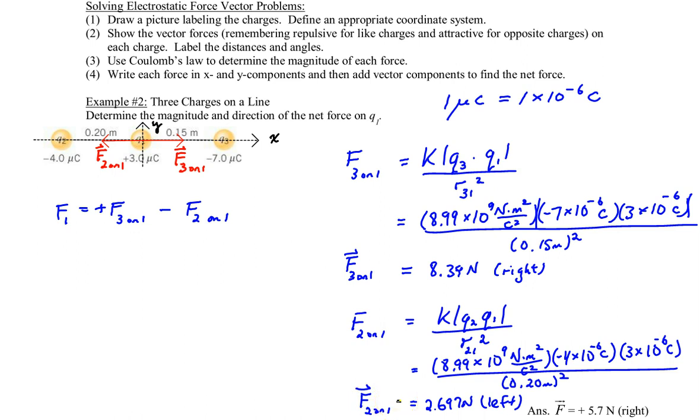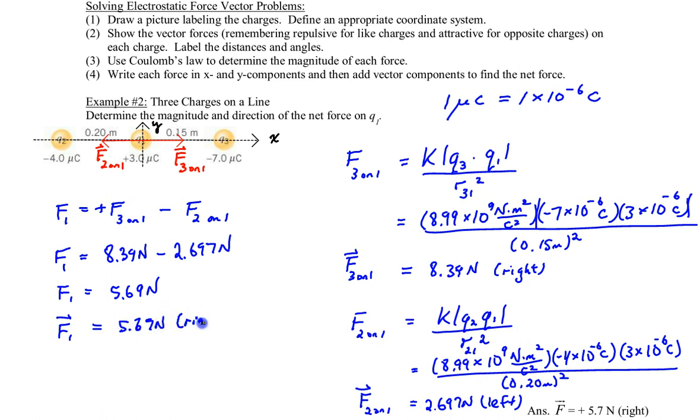So now we're ready to substitute into our equation here. The magnitude of the force on 1 is equal to 8.39 newtons minus 2.697 newtons. And we get a force of 5.69 newtons. Or if you'd like to write it as a vector, the force on 1 is equal to 5.69 newtons, and this would be to the right because we ended up with a positive answer. If we had a negative answer, then that would mean it would be in the direction that is left. And that's it for this example.